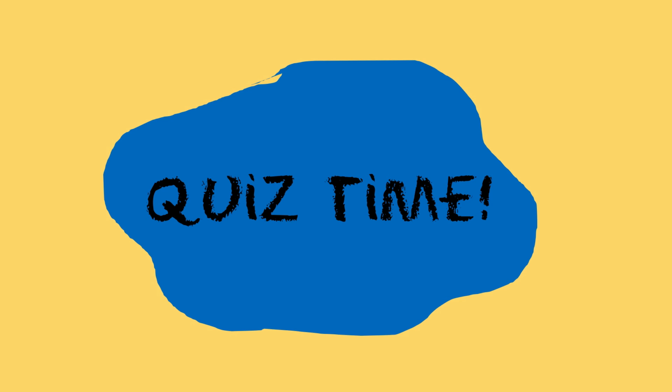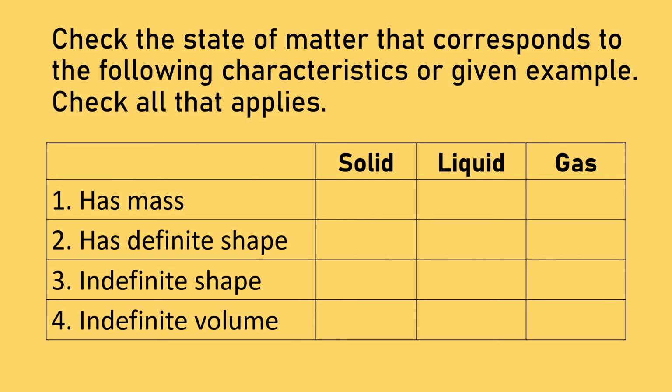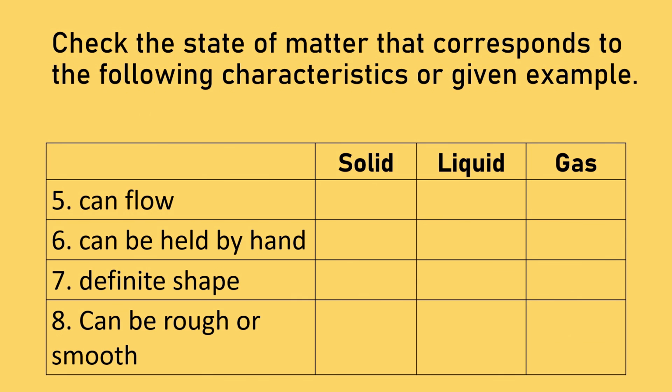It's quiz time. Check the state of matter that corresponds to the following characteristics or give an example. Check all that applies. Number one, has mass. Number two, has definite shape. Number three, indefinite shape. Number four, indefinite volume. Five, can flow. Six, can be held by hand.